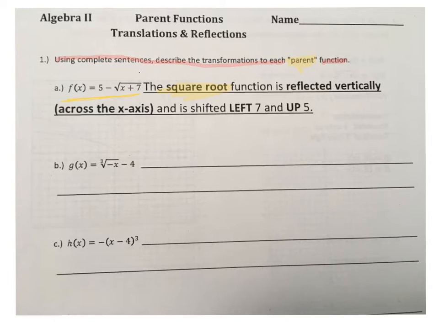So the square root function, because that's the parent, is going to be reflected vertically across the x-axis. So if we're talking about this is my parent function, I'm going to reflect it vertically across the x-axis. So now it's going to be down here. And then it's shifted left 7. So left 7, it's going to make it move kind of like this. And then up 5.